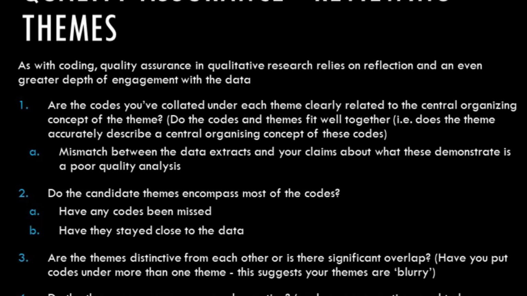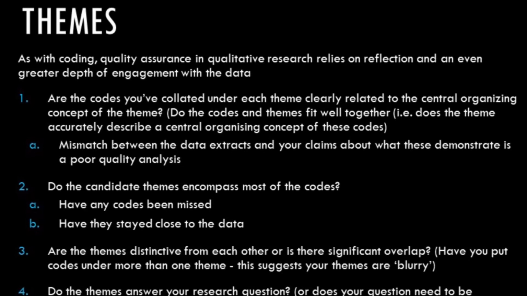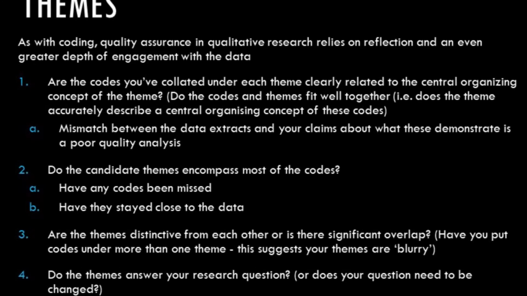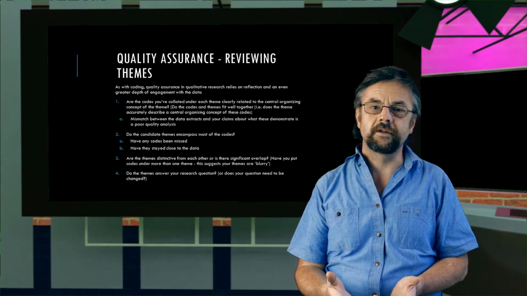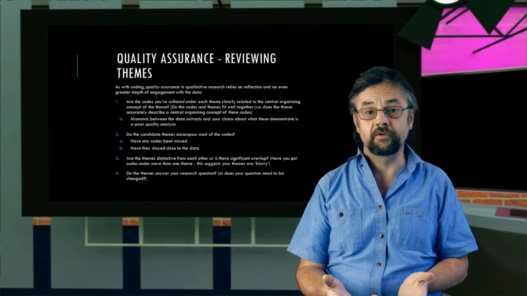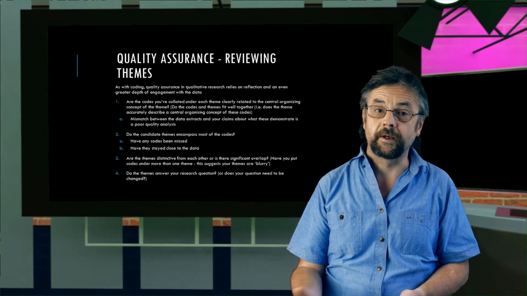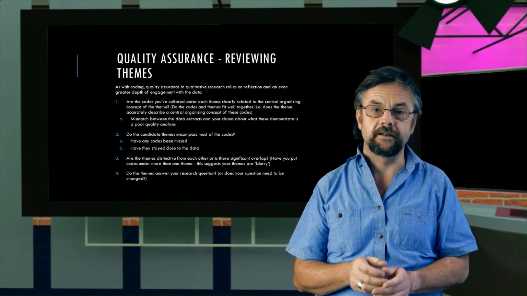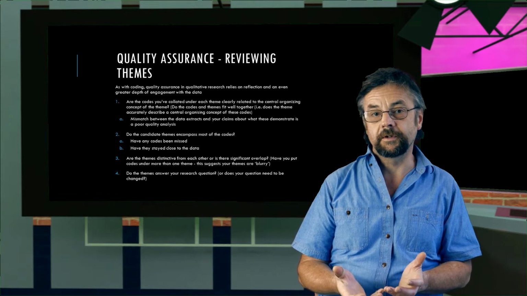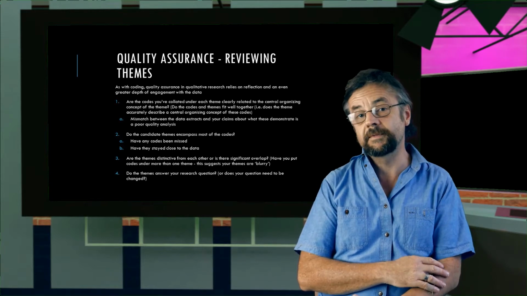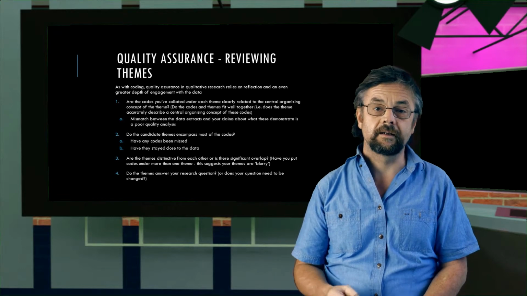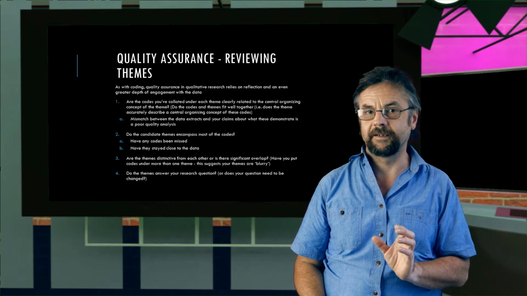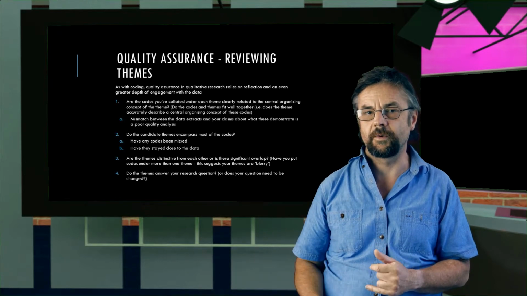Number two, do the candidate themes encompass most of the codes? So if you go back to your coding, have you missed large sections of codes? Now that might be okay. Those codes that don't fit into any of your themes might just reflect those parts of your data where you went off topic. But you need to check that you're happy that some codes are not being represented in your themes. And if you find that there are important codes that don't fit into any of your themes, that indicates that your analysis might be incomplete. Now you also need to check that you've stuck close to your data at this stage. Make sure your themes haven't gone too far away from your data.